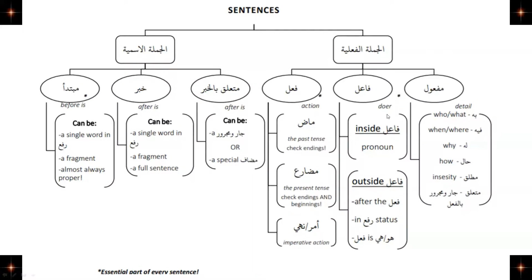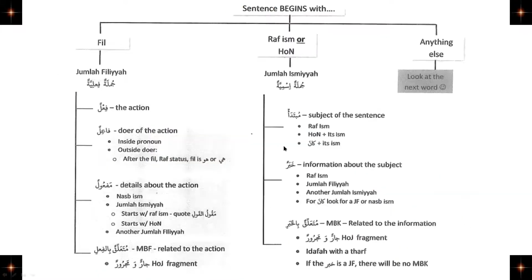If a sentence is started by a fi'l, then it's jumla fi'liya. If it's fi'liya, then you need to have a fi'l and fa'il compulsory. These two, you need to have them. You need to detect them first before, if there is any maf'ul or muta'alliq bi fi'l, then that will also follow. And the details, of course, have been shared. Now, sentences that begin with a fi'l, we say are jumla fi'liya. Sentences beginning with an ism or harf of inna and its ism are known as jumla ismiya, right?